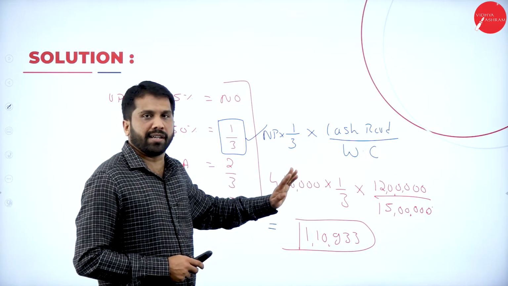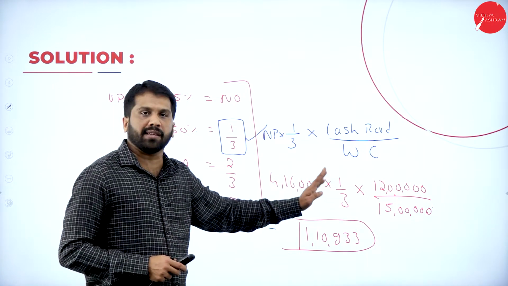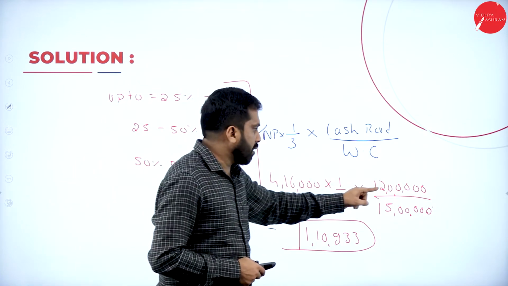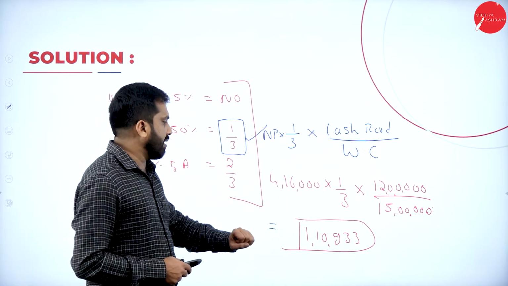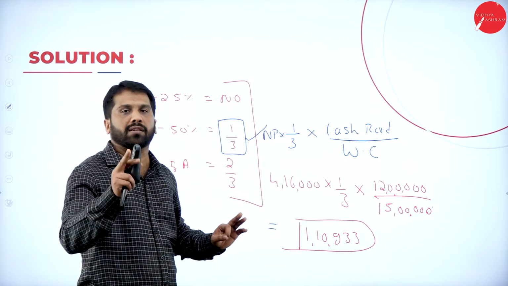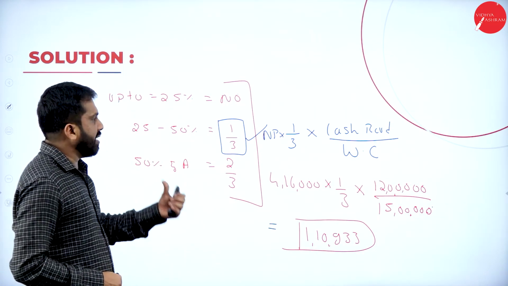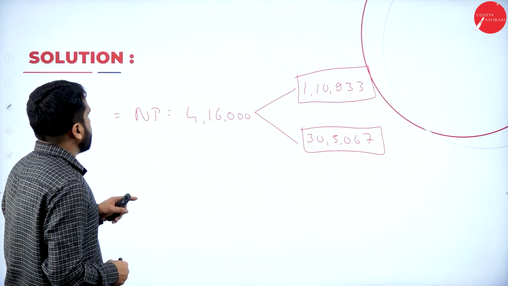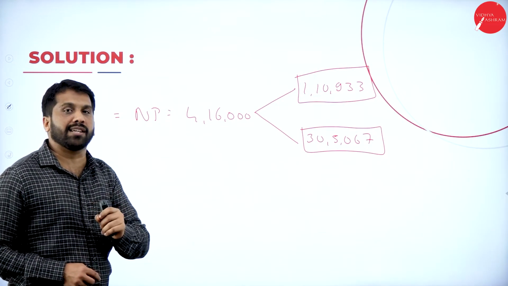Notional profit, we know. 1/3: if the percentage is more than 50, then we should take 2/3. Right now it is less than 50%, so we have taken 1/3 into 12 lakh divided by 15 lakh. Hope you are clear. Good. So your final answer is how much? 1,10,933. Yes. Now, we're done with this calculation and hope you understood this concept. Finally, one amount will go to P&L, and one amount will go to general reserve.